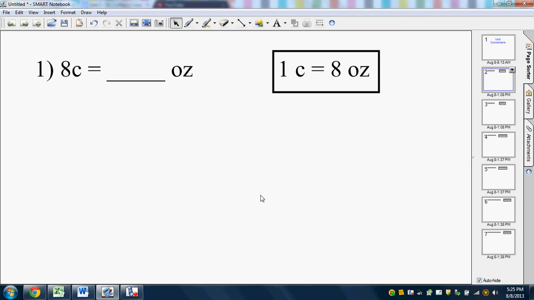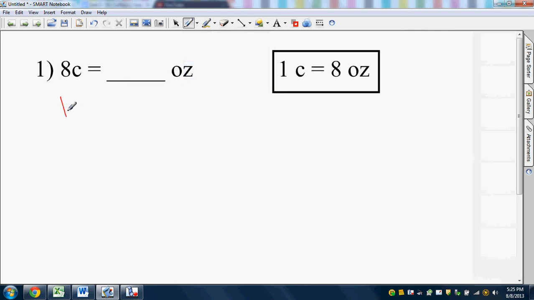All right, so the first one, this is actually number 1 on your homework tonight, and it says 8 cups is equal to blank ounces. Well, the conversion is that 1 cup is equal to 8 ounces. So one way I can go about this is I can write the conversion underneath, and that's probably what you're familiar with, saying 1 cup is equal to 8 ounces. And since 1 cup is 8 ounces, that means 8 cups is therefore 64 ounces.